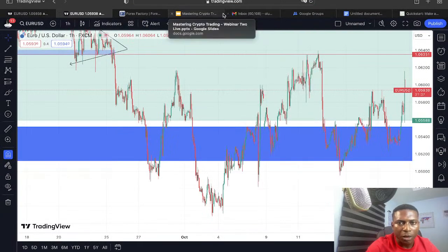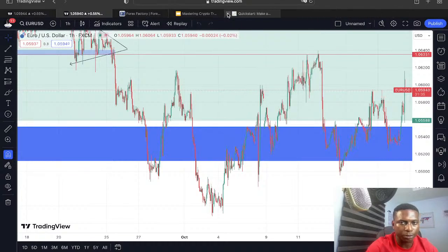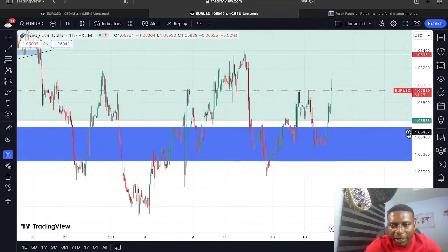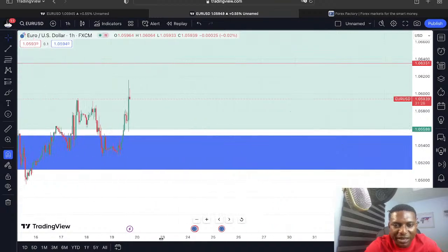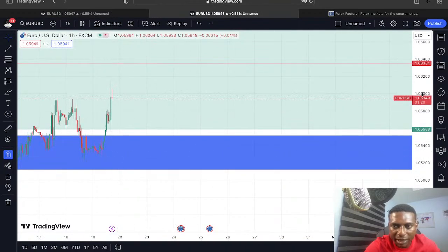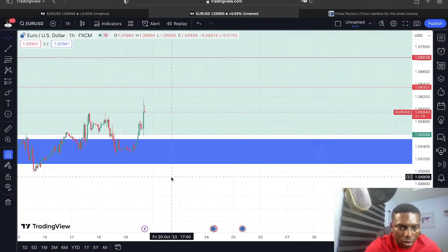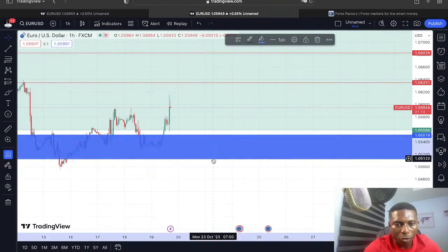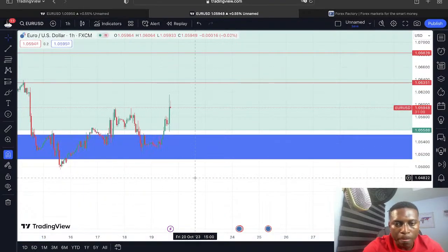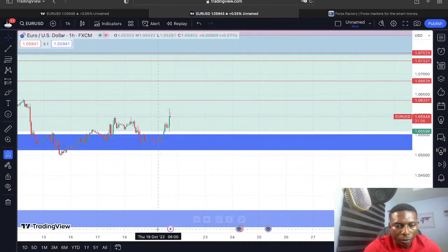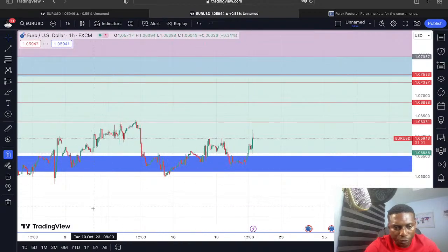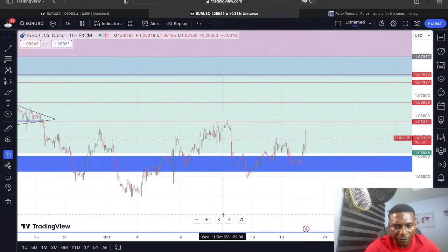So we can see why the market moved at such a very fast pace, and we can see the spike created on the candlestick. For anyone interested in trading Euro USD, if you are an intraday trader, let's look at this 1 hour time frame now.